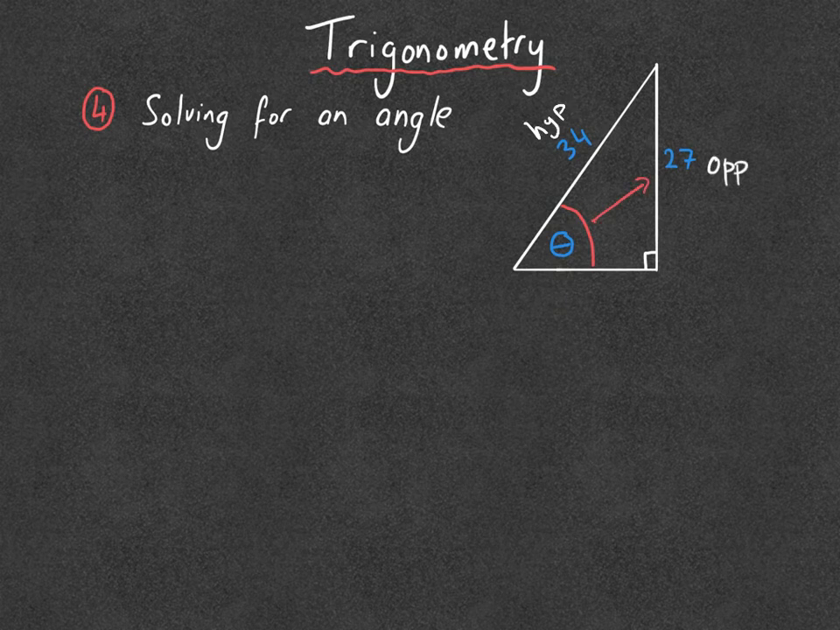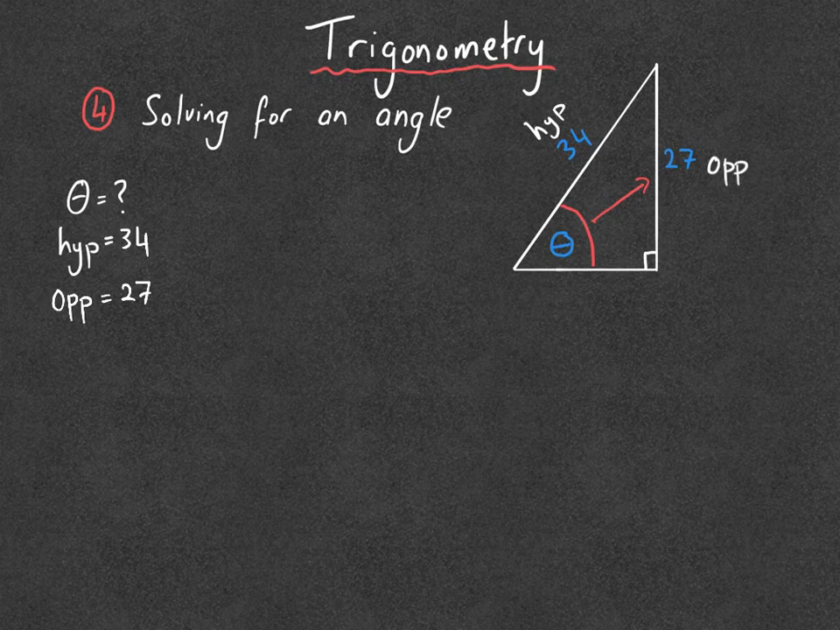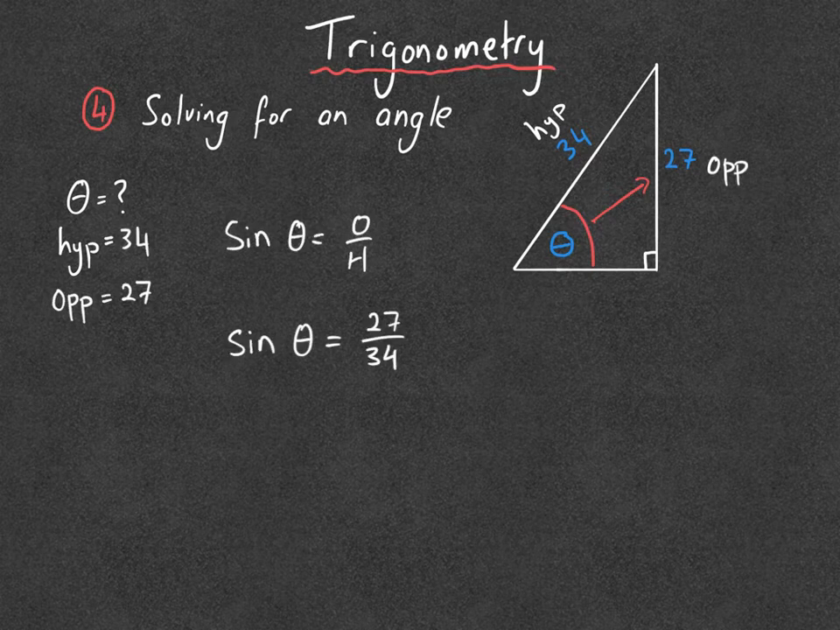Now write down what we know and identify the trig ratio we need to use. So it's sine theta this time. So now substitute in. Now this equation is very different.